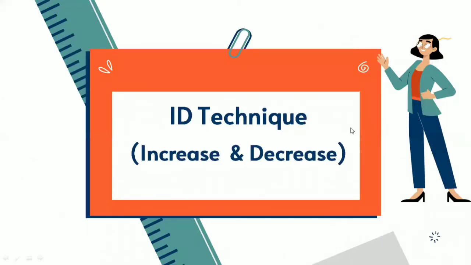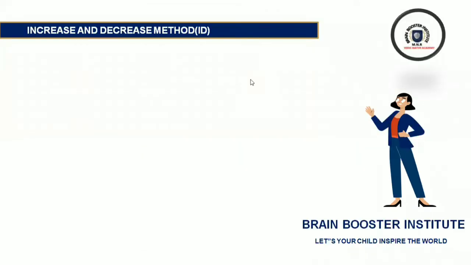This technique is known as the ID technique, which means I for increase and D for decrease. So it is the increase and decrease method. ID technique is nothing but increase and decrease. Now let's see how we are going to use it to add numbers. Let us solve a problem by using this increase and decrease method.